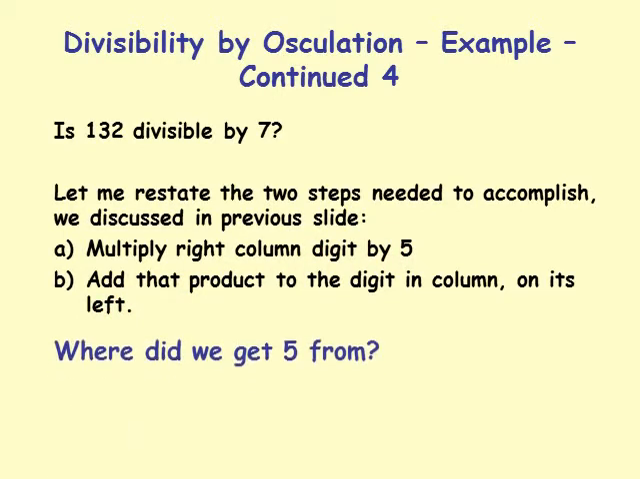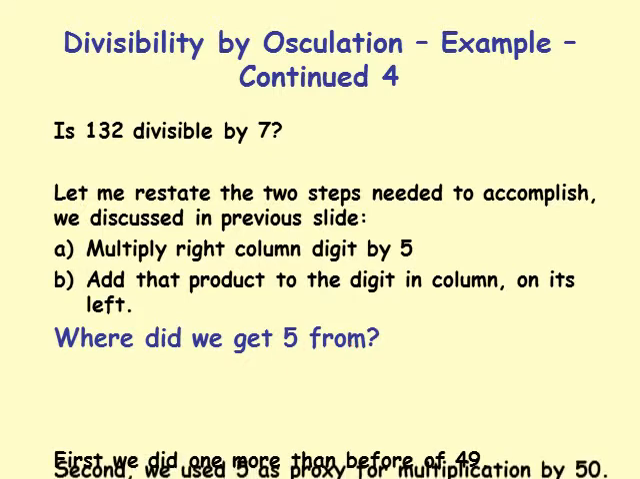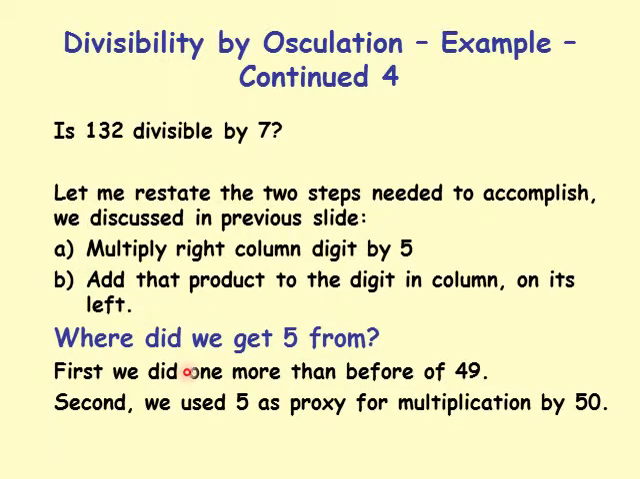Where did the 5 come from? We got the 5 from 49. We took the number one more than 49, which is 50. Then we use 5 as a proxy for multiplication by 50. Let's do the division now. Is 132 divisible by 7?